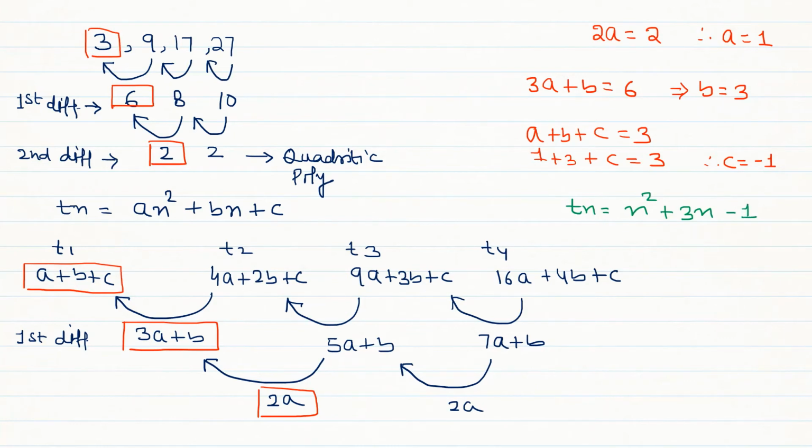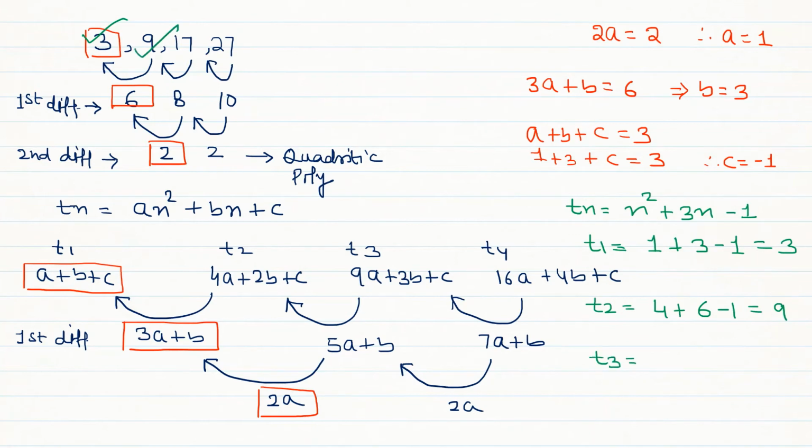Now let's find out whether this answer is correct or not. For that, let's try to find out T1 first. If I find T1, which means my n would be 1 in this case, so it is 1 plus 3 minus 1. It is giving me 3 as the first term, and if you check in the sequence also, 3 is your first term. Let's find out T2. This means n is 2 now, so it should be 4 plus 6 minus 1, so it should give you 9, and you see the second term of the sequence is also 9.